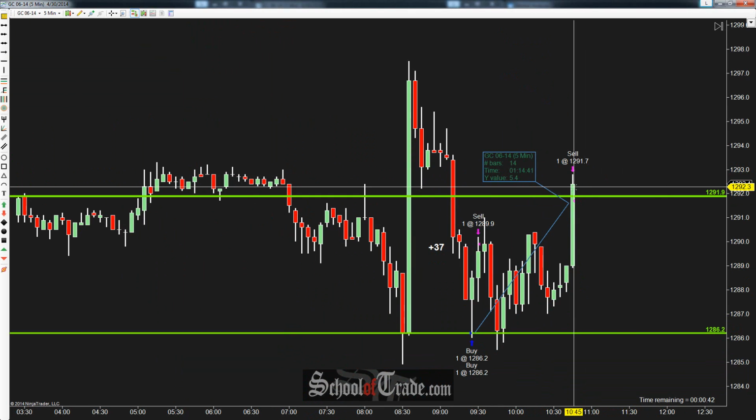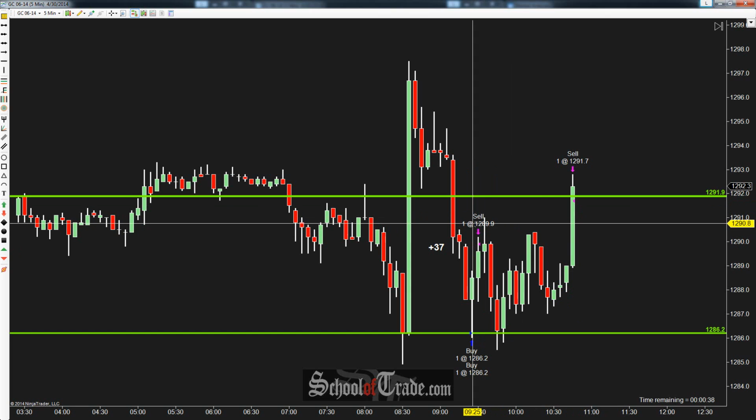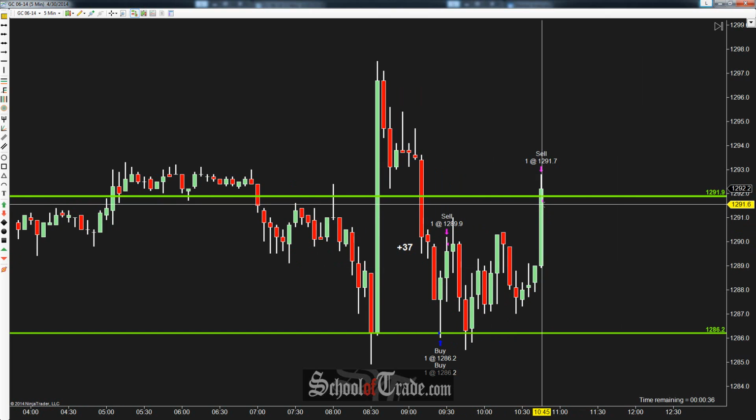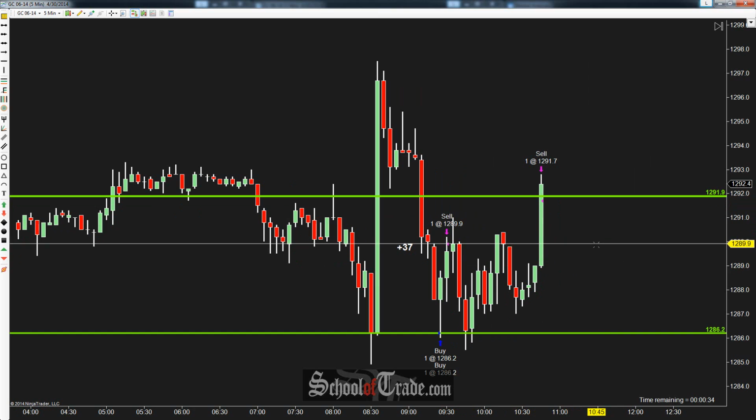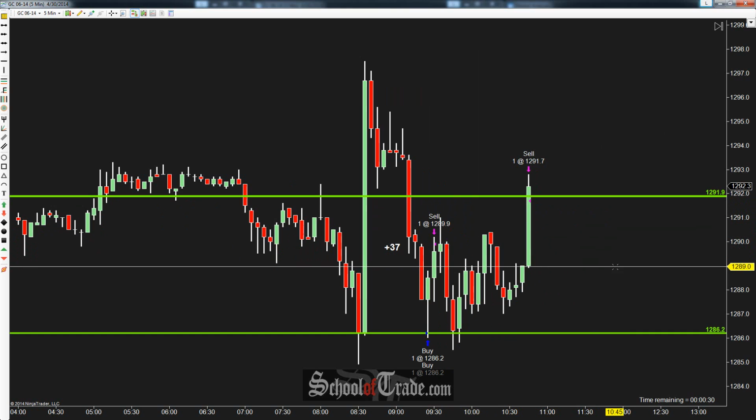It did take a little bit longer than I thought it would. Came out at 10:45. We got long at 9:25. So it took about an hour for this trade to actually complete. A little more than an hour. So not too bad by any means, especially for $910. So that's going to be the trade for today.